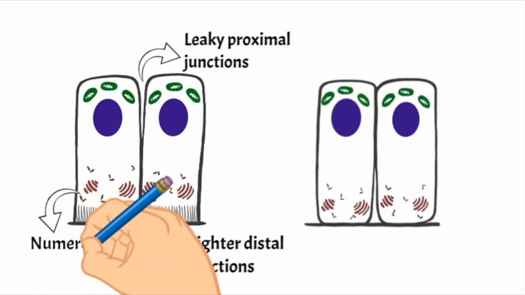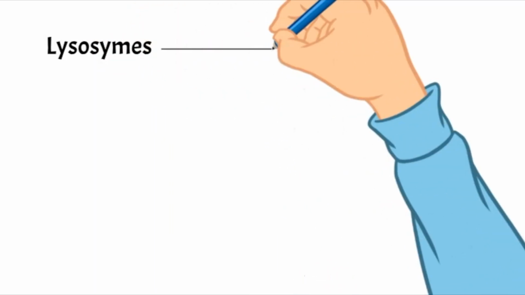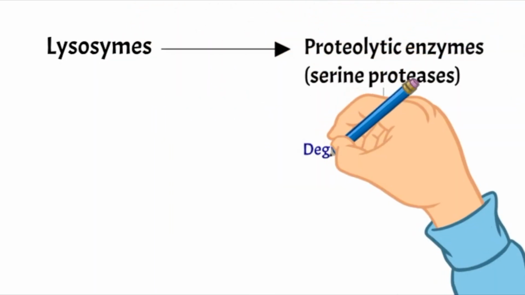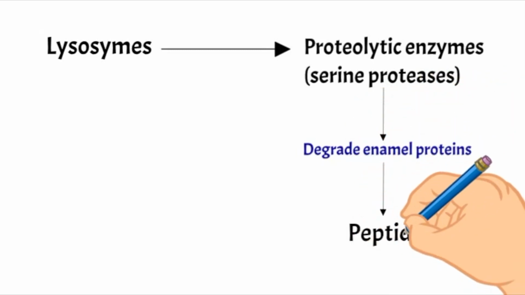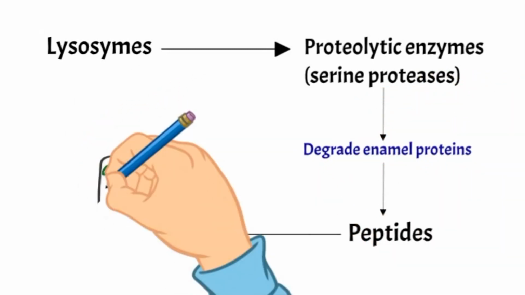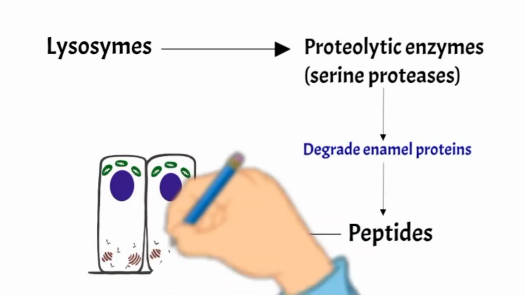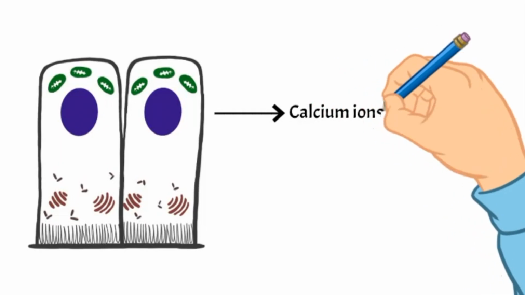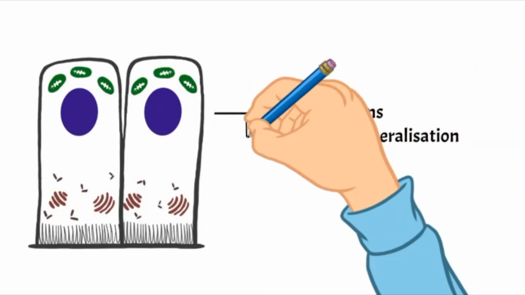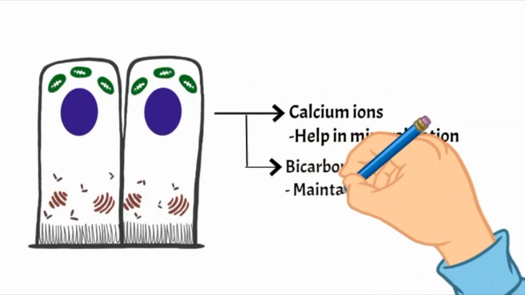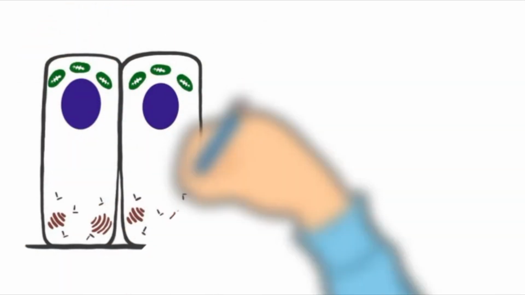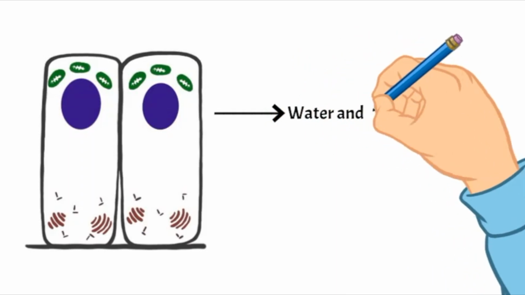The ruffled ameloblasts show numerous lysosomes in their distal ends. These lysosomes secrete proteolytic enzymes like serine proteases, and these will degrade the enamel protein and form peptides. These peptides are absorbed by the distal leaky junctions of the smooth-ended ameloblasts. Ruffled ameloblasts secrete calcium ions that help in mineralization. Also, they secrete bicarbonate, which maintains an alkaline pH at the mineralization site. Smooth-ended ameloblasts secrete water and proteins for mineralization.